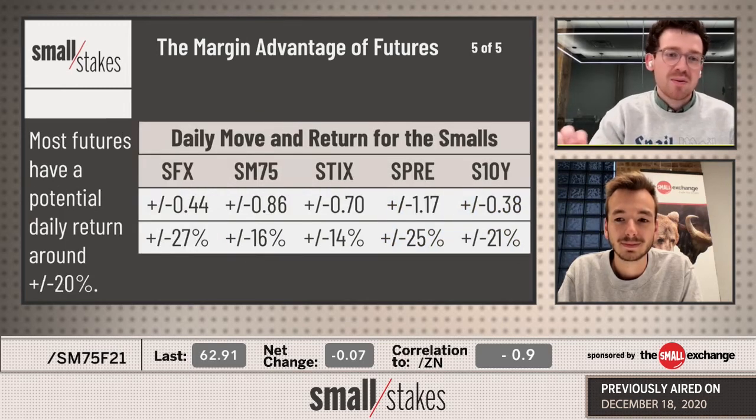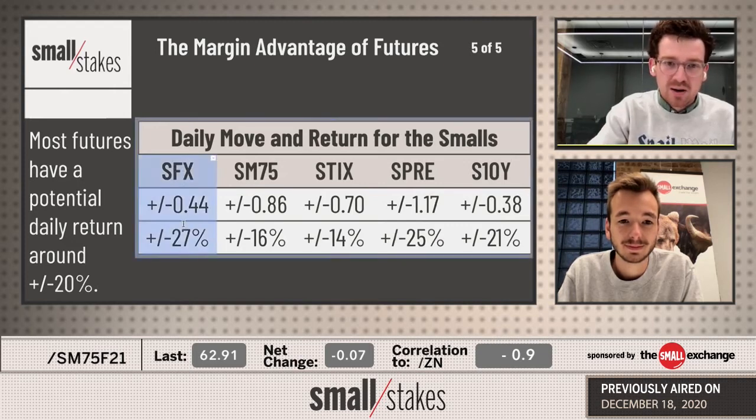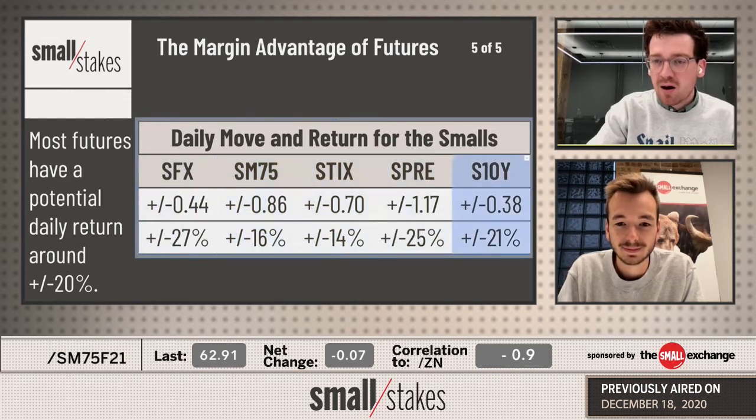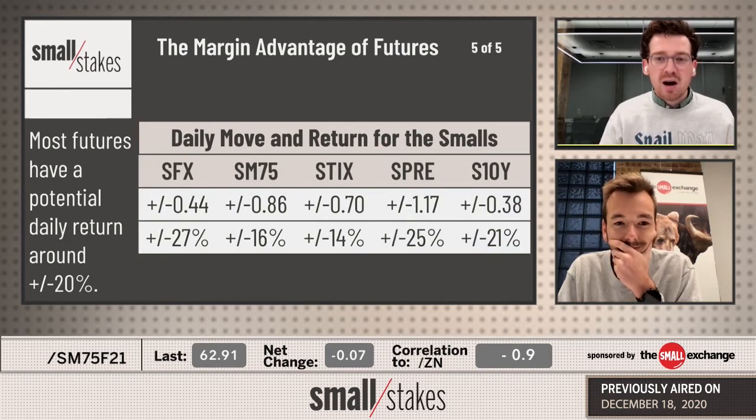What's great about futures, Michael, maybe you can speak a little bit to the span margining that accounts for this, is almost all futures, small exchange and otherwise, but we're looking at the smalls here across different asset classes. We have foreign exchange right here. We've got equities, these two markets, metals, and interest rates. All of them move around 20% of that margin.